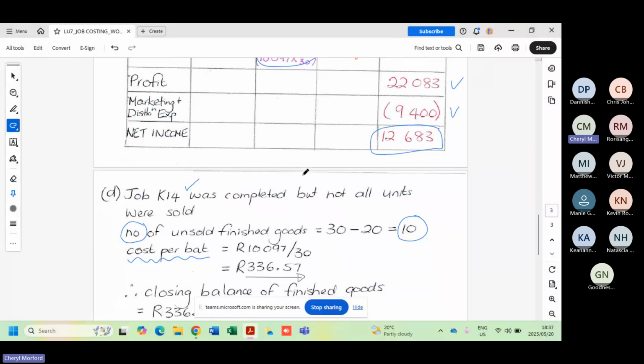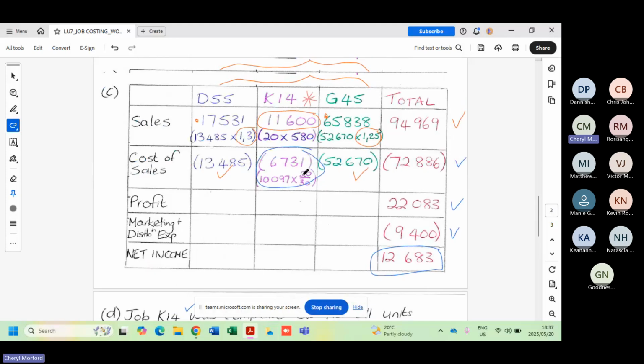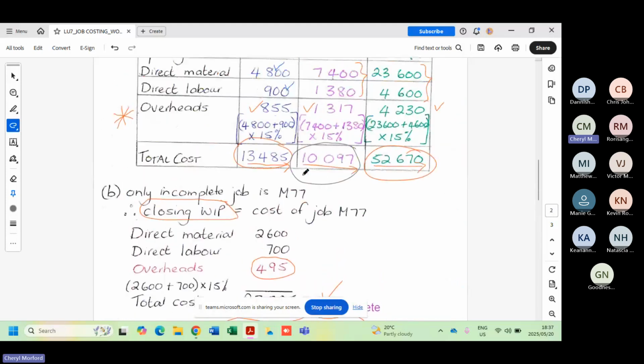Mm-hmm. I would have actually done that, but my class on campus, for some reason, I think the accounting lecturer got them to think along one line, and then that's where they're stuck. I would still do the same thing. I would go 10 over 30 times the cost. Yes, you'll get the same thing. Thanks for saying that. Thank you.